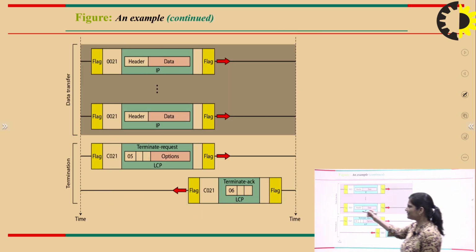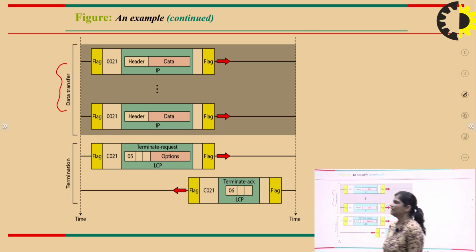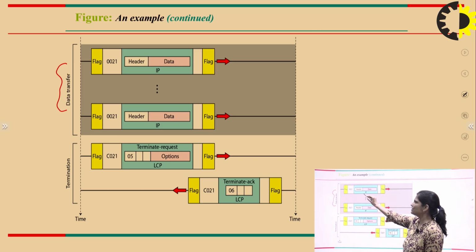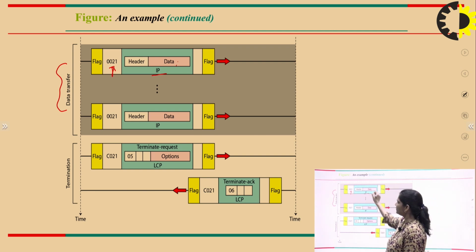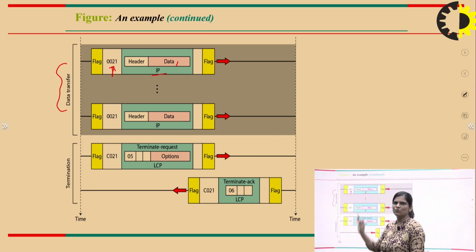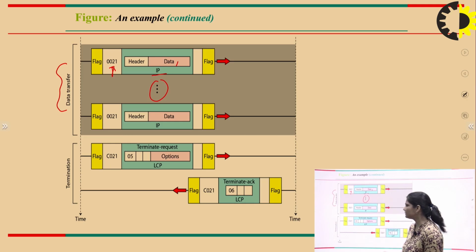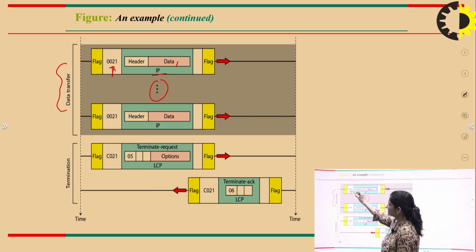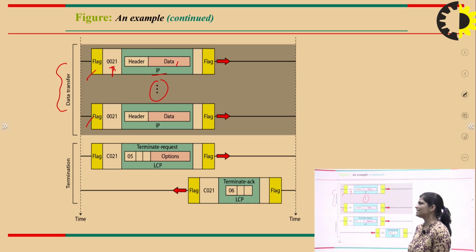Now after that we have to send the data. When we are sending data, the protocol is the IP protocol. So here the code is for IP, then this is the format for IP, header and data is there, then frame check sequence, then flag. So we can send many frames, or much data, from sender to receiver. Let this be frame 1, this one is frame 2. So multiple frames you can send from sender to receiver.